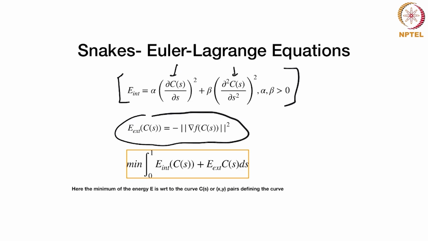This second term is just to make sure that the curve is not too wriggly. So if you have an object, let's say that's the object that you are trying to segment, and your curve, you don't want some curve going like this.